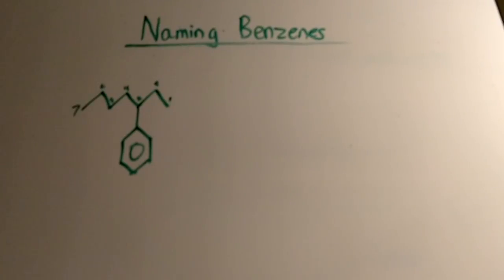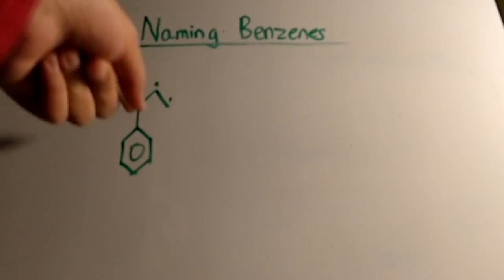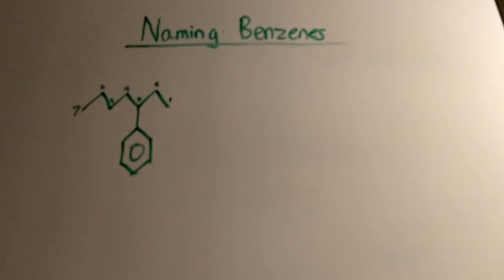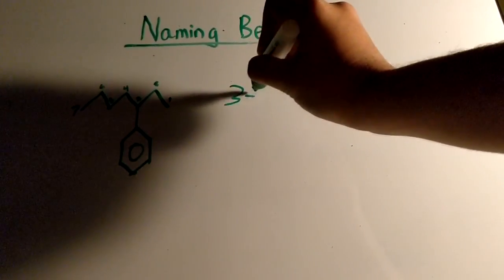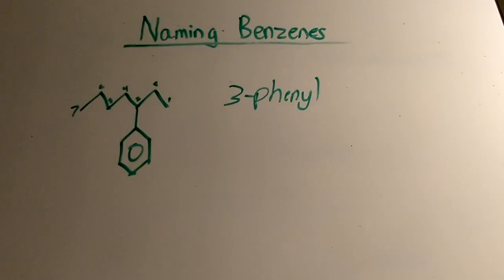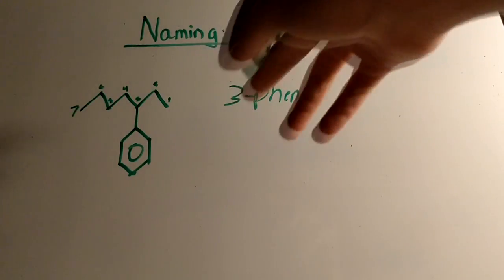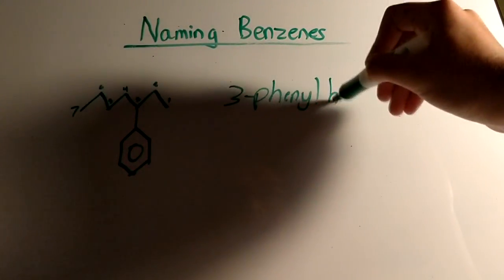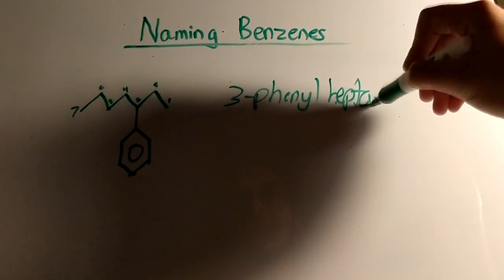Benzenes can also be seen as a substituent within another parent chain. In this example, you can see that the benzene comes off the third carbon. Now, when a benzene is a substituent, it uses a different prefix. So in this case, since it's coming off the third carbon, you'd write 3-phenyl. Phenyl is the prefix given to benzene when it is a substituent of another parent chain. So this compound altogether would be 3-phenyl heptane because there are 7 carbons linked together.